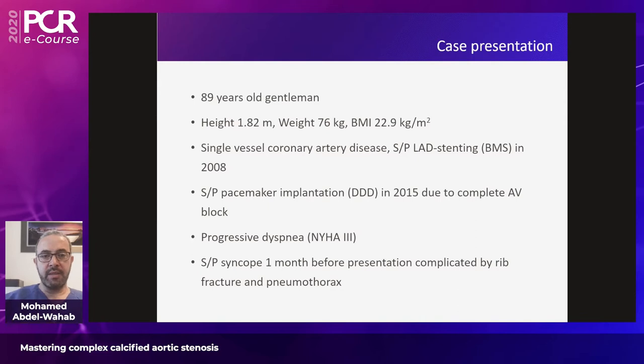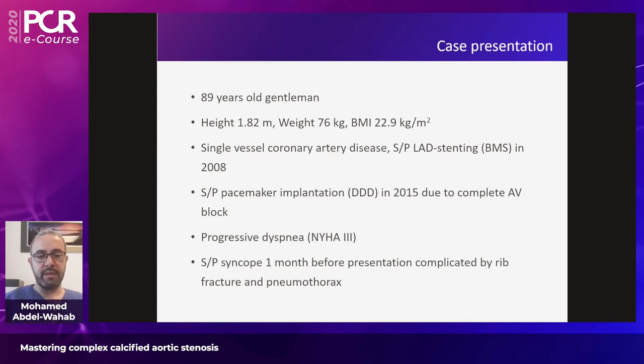It's a case of an 89-year-old gentleman who, as you can see here, had a normal body mass index, so a very nice bodily state when you consider his age. He had a known coronary artery disease with previous stenting of the left anterior descending coronary artery with a bare metal stent 12 years ago, and had a pacemaker implantation due to complete AV block 5 years ago.